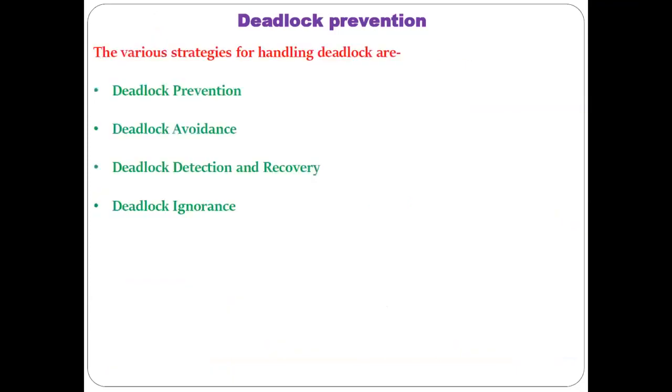As I said, there are four main strategies in order to handle deadlock and not let deadlock occur, and even if deadlock occurs, how we can recover from it. All four techniques make up the deadlock handling strategies. First is deadlock prevention, then we have deadlock avoidance, then third we have deadlock detection and recovery, and the last we have deadlock ignorance. So today we'll discuss deadlock prevention and deadlock avoidance.